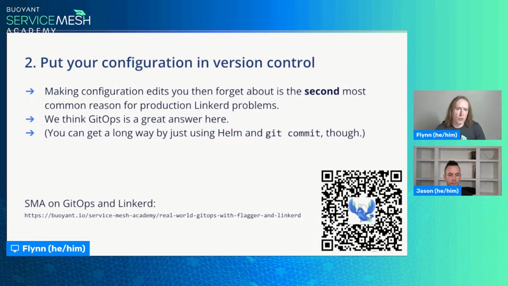If you do not have a controlled configuration, you have no way of finding out who did a given thing and why. And it can be very time consuming to try to figure out what broke the world so you can put it right. GitOps is a great answer here. There's the QR code that will take you back to the Service Mesh Academy on GitOps and Linkerd. To be candid about this, you can get a long way just by using Helm to manage your configuration and then committing things into Git.